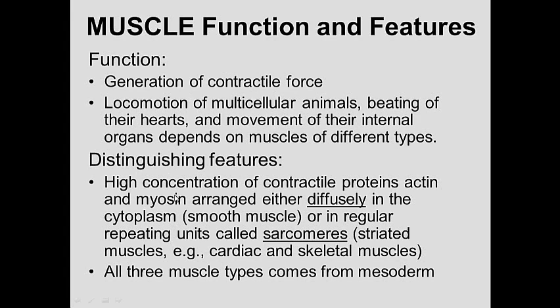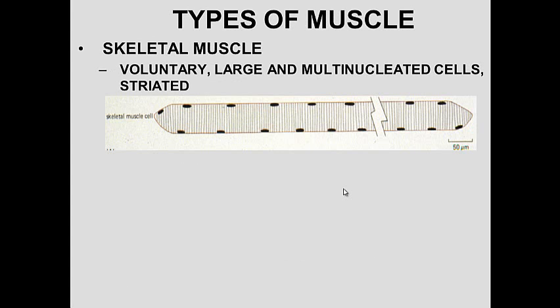Distinguishing features of them: muscle has a high concentration of contractile proteins, actin and myosin, and sometimes they're arranged diffusely, like in smooth muscle, and other times they're arranged in sarcomeres. The sarcomere is the functional unit of striated muscle. And all three types of muscle, cardiac, skeletal, as well as smooth muscle, come from the mesoderm. So there are three different major types of muscle.